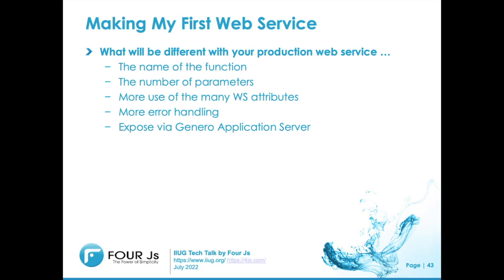If you can get this far for one simple function, hopefully you can recognize that any function can potentially be exposed. What will be different will be the name of the function, the name and number of parameters. You will investigate and use different WS attributes. You will probably add in some more error handling to what I've shown thus far. Finally, you will expose the web service via Genero application server and a production level web server. But hopefully you recognize that this is the first step to expose a web service.